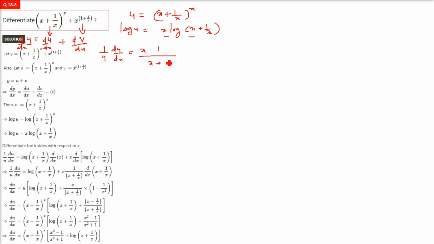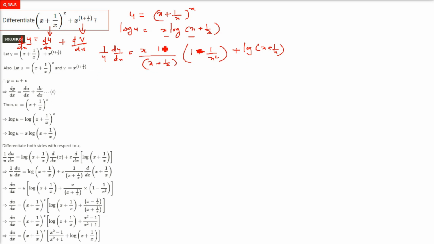So log (x plus 1/x) differentiates to 1 by (x plus 1/x), then the derivative of x plus 1 by x is 1 minus 1 by x square. This we have already done earlier. So 1 minus 1 by x square, plus log (x plus 1/x) times d by dx of x, which is 1. Finally, this is the result, and we can now simplify it.